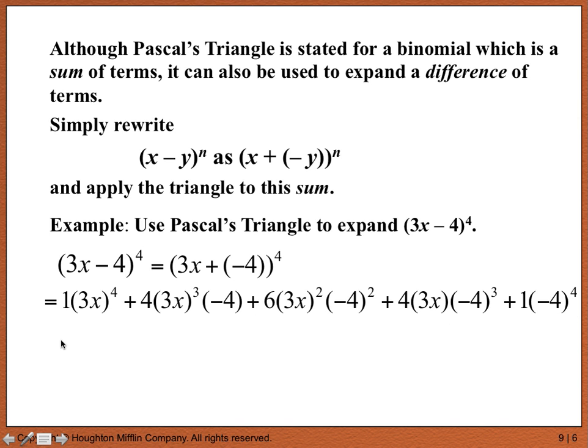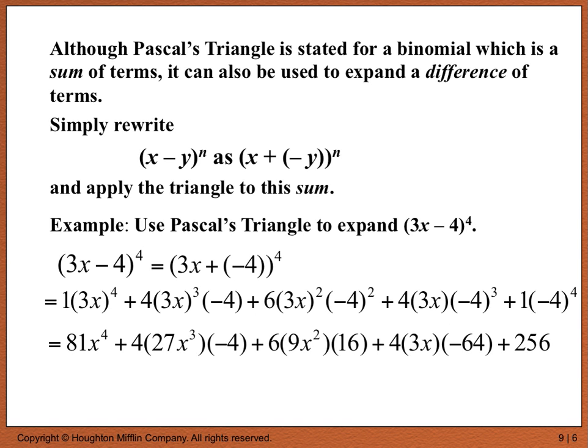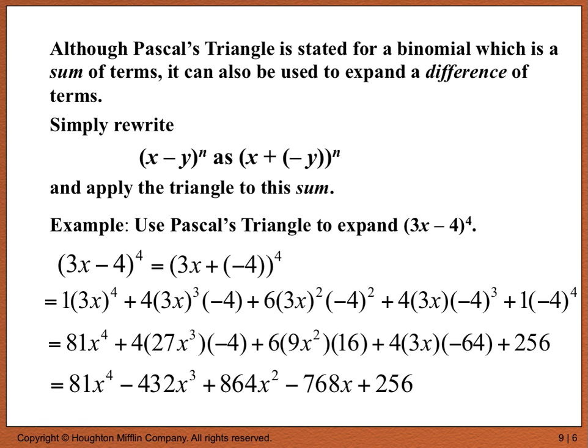And then after that, it's just calculation. And hopefully you got this on your own. It's good to write out your steps so you don't get confused. And the final answer: 81x to the fourth minus 432x cubed plus 864x squared minus 768x plus 256.